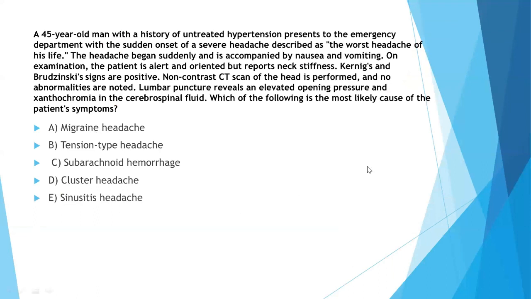Now let's do one more question here. Now, which of the following is the most likely cause of the patient's symptoms? A 45-year-old man with a history of untreated hypertension presents to the emergency department with a sudden onset of a severe headache described as the worst headache of his life. The headache began suddenly and is accompanied by nausea and vomiting. On examination, the patient is alert and oriented but reports neck stiffness.